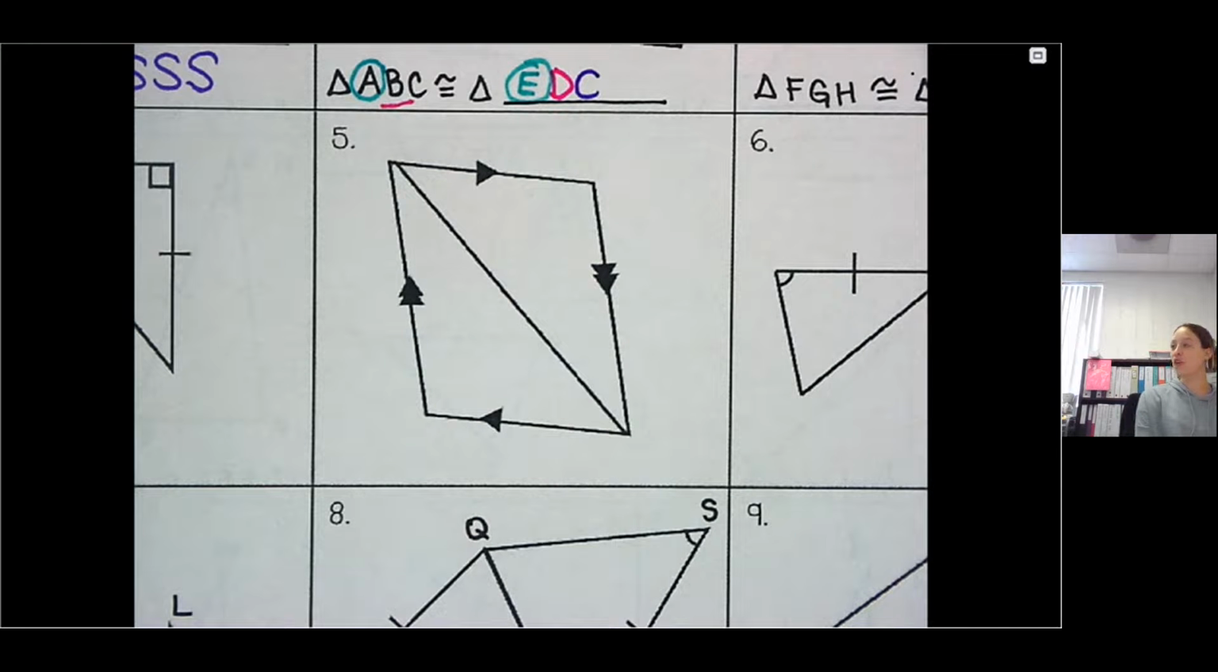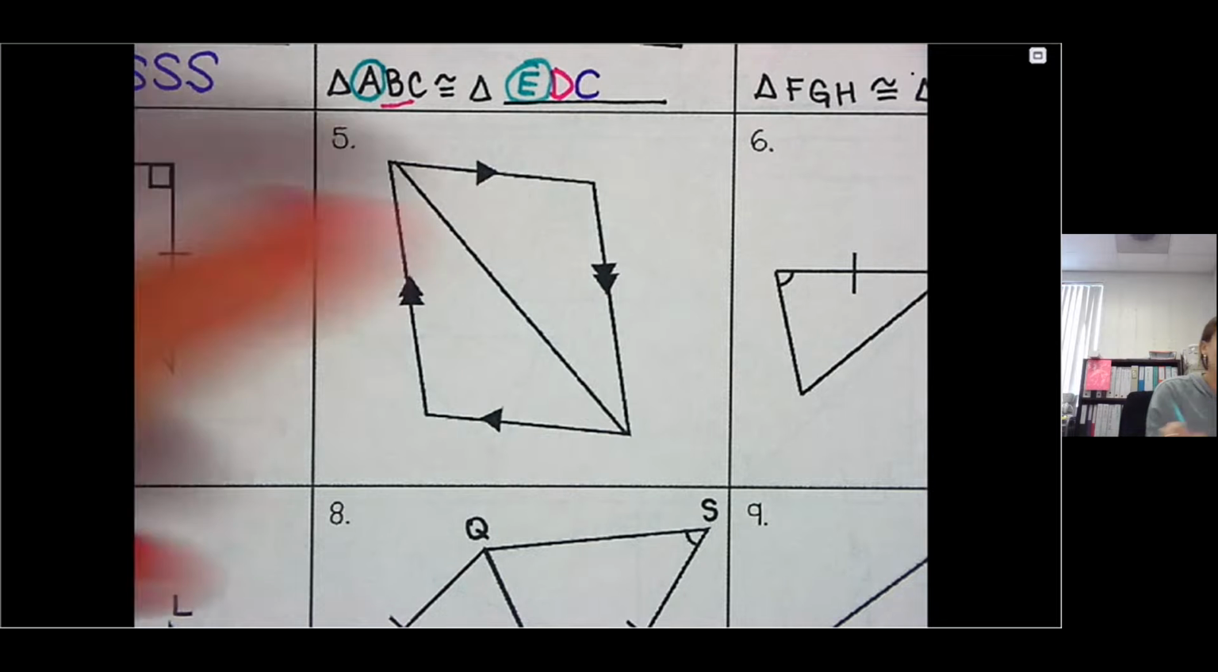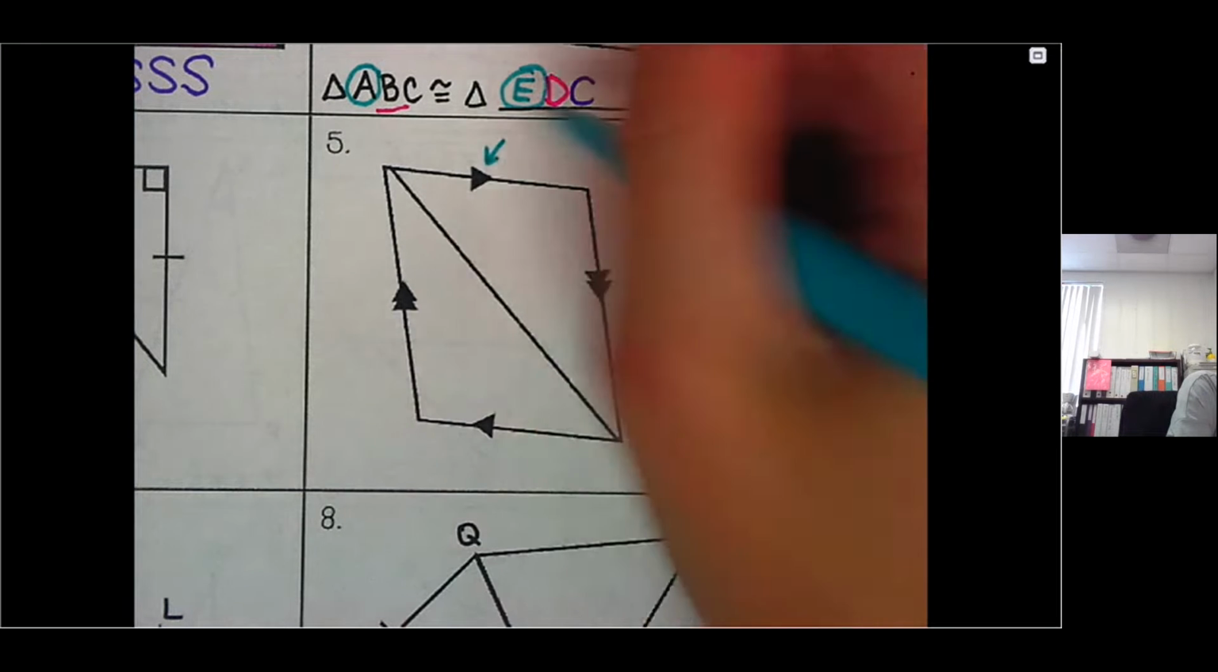It's not. But you'll talk to your people in a second. Okay, number 5. You got some arrows here, friends. What are those? Okay, yes. What do they mean? They're not tick marks. They're parallel. Tick marks mean the lines are the exact same length. Arrows mean they're parallel. They will never intersect. So these arrows do mean parallel. Write that down. Parallel.